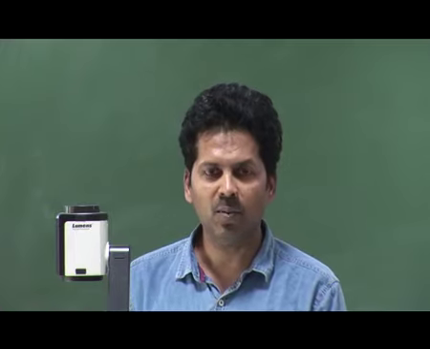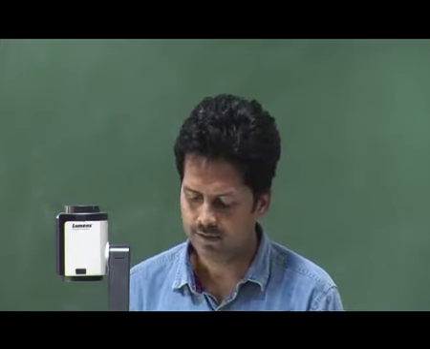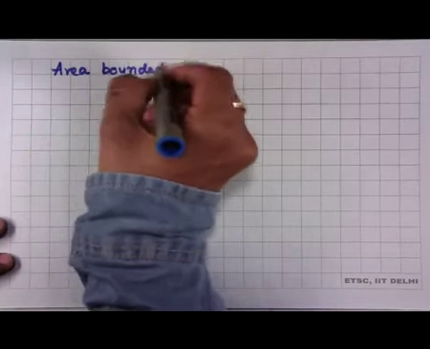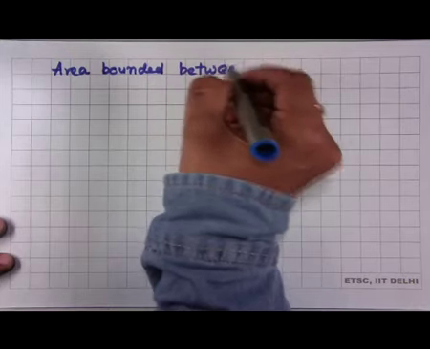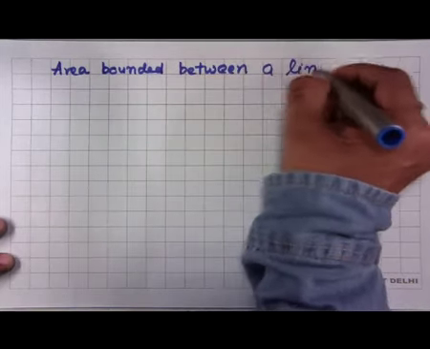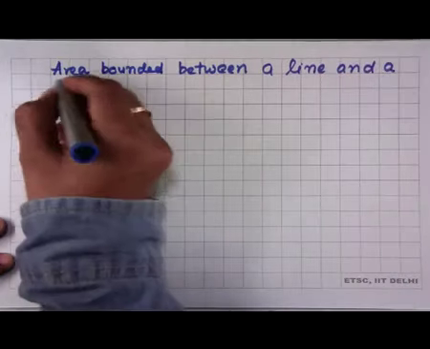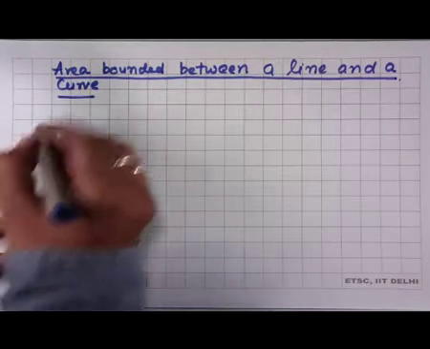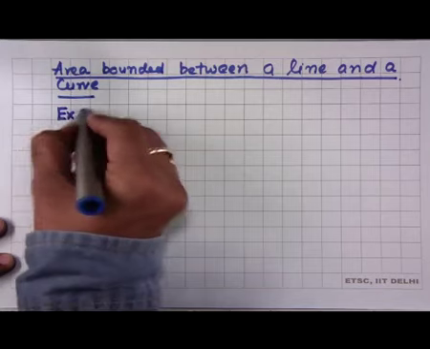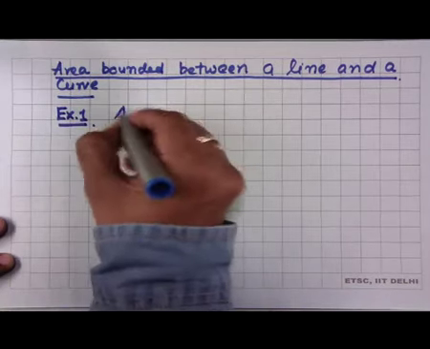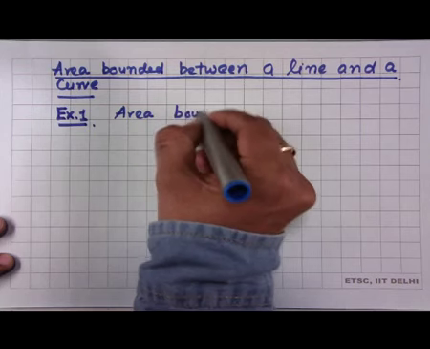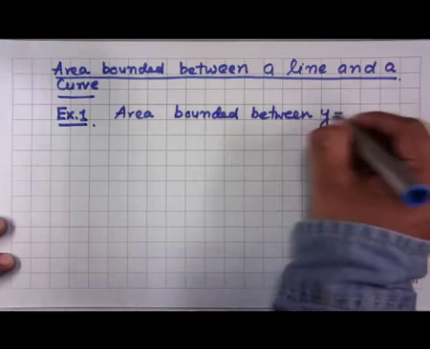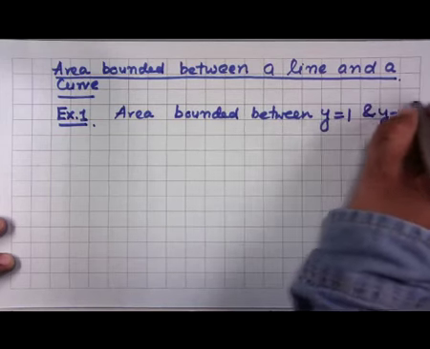Let us complicate the situation and let us find out area bounded between a line and a curve. So in this series, let us take example 1, the area bounded between y equals to 1 and y equals to x square.